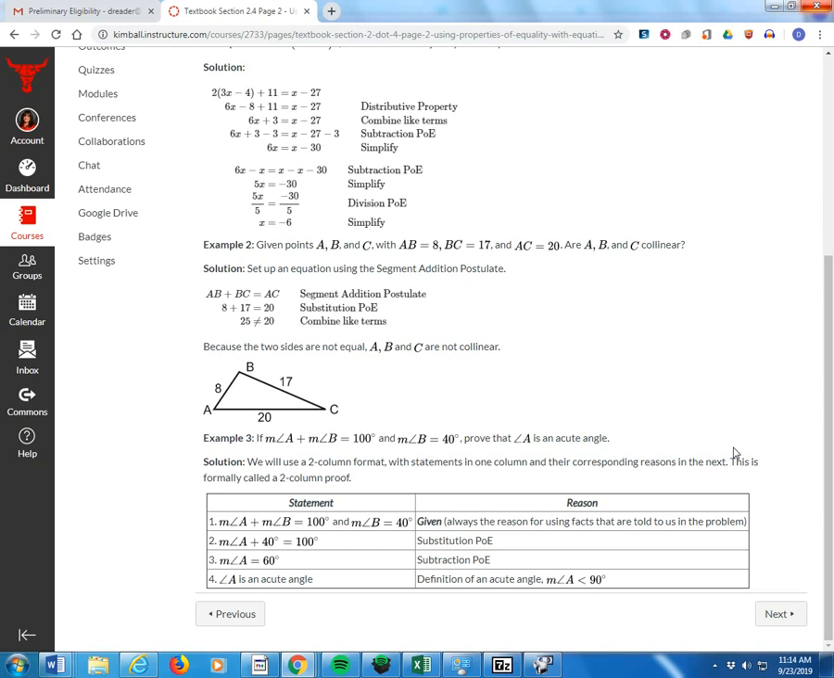Okay? So if you can see this, or you could follow along with me in the textbook, the first thing in a two-column proof that you always do is you restate the given. Have to. So we put the measure of angle A plus the measure of angle B equals 100, and the measure of B is 40. We're restating what they told us. And the reason that you put in the right is the given. You just write the word given. With me? You always have to restate it.